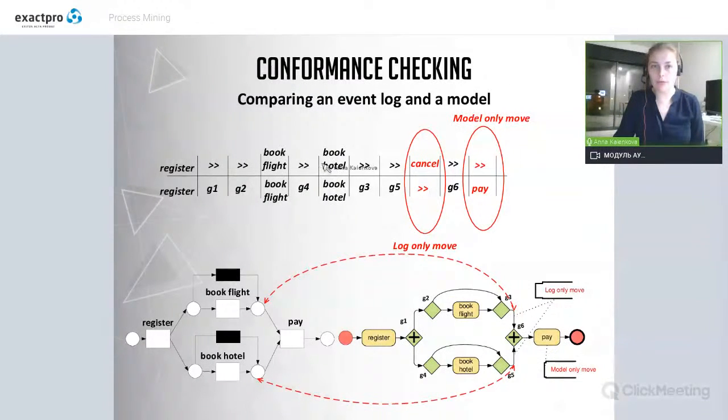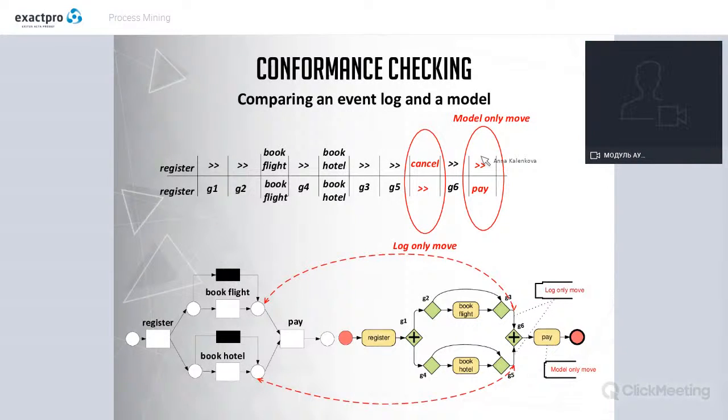So the first row corresponds to the log moves, to the log activity.